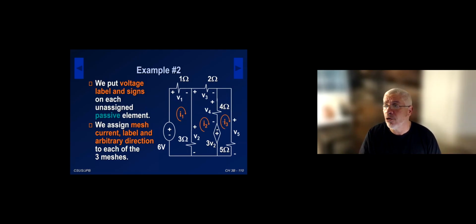I could have picked counterclockwise. And then I label them sequentially, I1, I2, and I3. In mesh analysis, the mesh currents are the unknowns. Okay, so we have 3 unknowns, and I'm going to need 3 equations to solve for them.